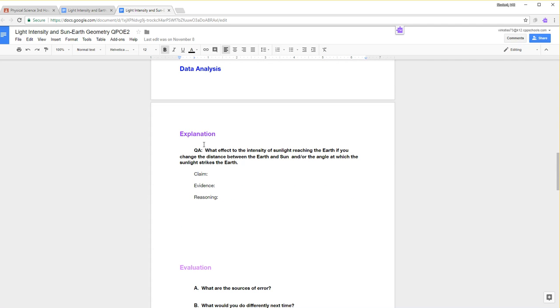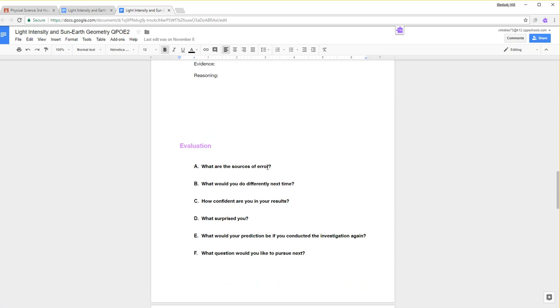Explanation should be nothing too different there. What affects the intensity reaching the Earth if you change the distance or the angle? It's pretty obvious even from your experimentation from above what's going to happen there. And again, what are the sources of error? What would you do differently? How confident are you? These are the same questions that you had on the previous QPO.